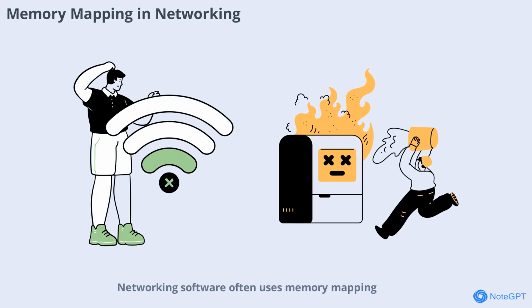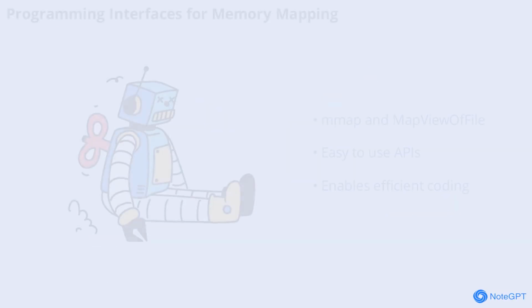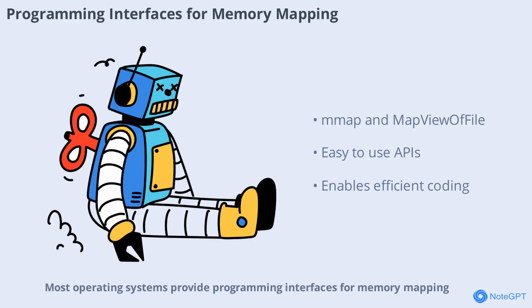Networking software often uses memory mapping to manage buffers and data streams. By mapping network buffers into memory, applications can send and receive data quickly, reducing overhead and improving throughput. This technique is especially useful for high-speed servers and network appliances that need to handle large volumes of data with minimal delay. Most operating systems provide programming interfaces for memory mapping.